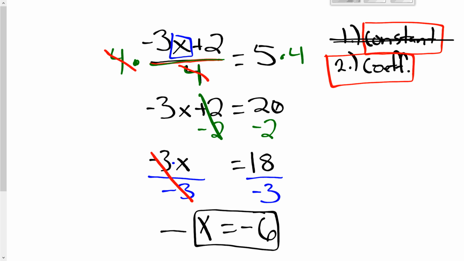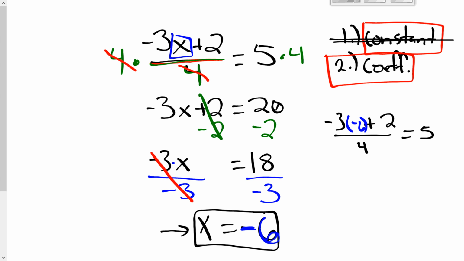Again, I'm not done. I might think this is the answer, but I want to make sure it is. Start with the original equation. We're going to substitute in x equals negative 6 into my original equation. Negative 3x plus 2 divided by 4 equals 5. And I'm just going to erase this time. I'm going to substitute out the x and substitute in negative 6. That's what we want. We want to substitute this negative 6 into my original equation.